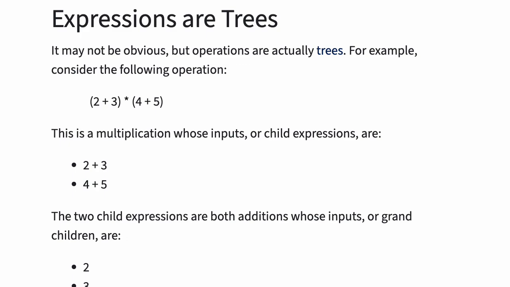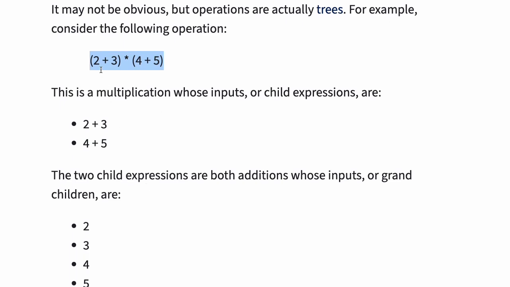It may not be obvious, but operations are actually trees. For example, consider the following operation. This is a multiplication whose inputs or child expressions are 2 plus 3 and 4 plus 5. The two child expressions are both additions whose inputs or grandchildren are 2, 3, 4, and 5.